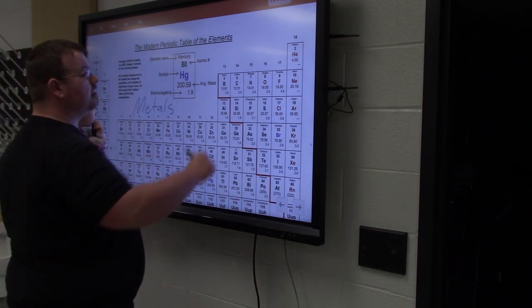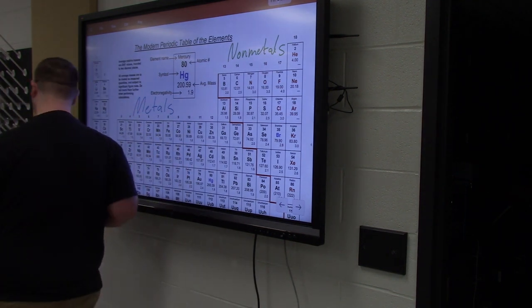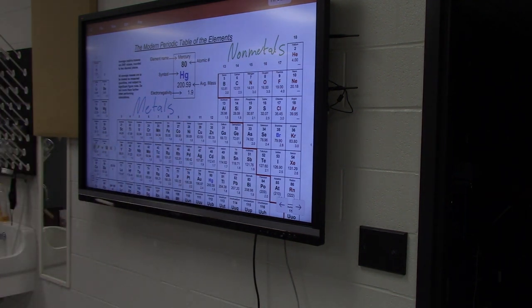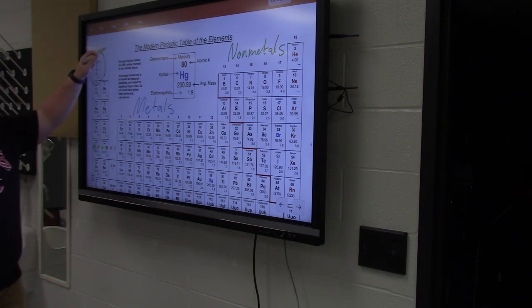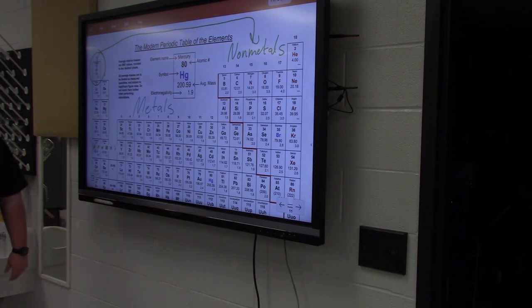To the right of the staircase are non-metals. It's a good point. Thank you for sharing that with me. In this case, hydrogen falls under this classification as a non-metal. So it's a rule breaker. Is that the only rule breaker? Yes. The rest of them are metals or non-metals, except for right on the staircase, there are a handful of them that we call metalloids. I don't need you to memorize those. Just know that they're metalloids. Well, Mr. Hall, what's a metalloid? Metalloids have characteristics of metals and non-metals. They have them both.